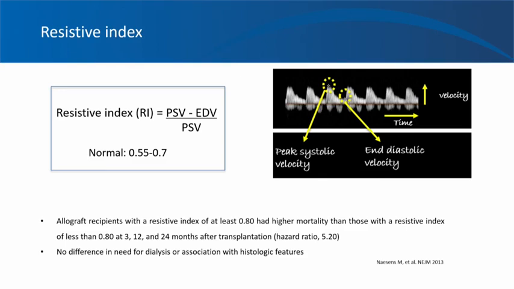And another study in NEJM published 10 years prior to this study reported that a resistive index of 0.8 or higher measured at least 3 months after transplantation is associated with poor subsequent allograft performance and death. So it's important to know the limitations and uses of resistive index rather than just blindly depending on a particular number.